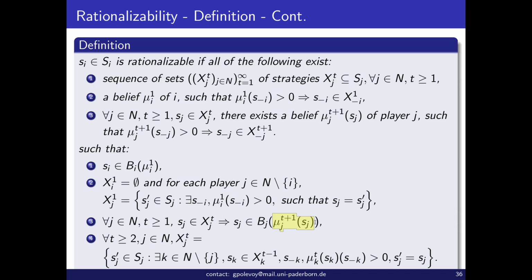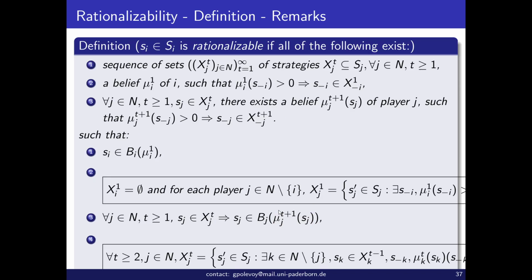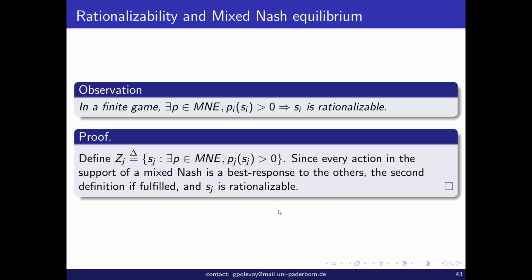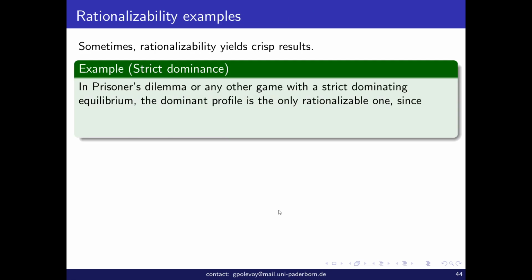So that is what we get because we assumed this other definition. So now let us provide a small example for rationalizability, for which we have already given two equivalent definitions.